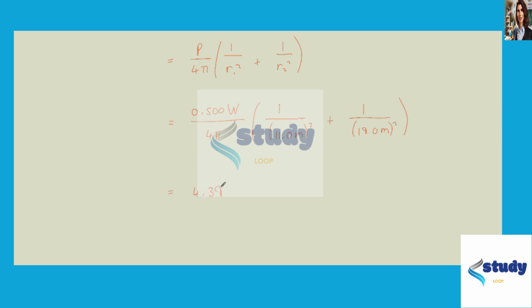And we know the sound power for each speaker is 0.5 watts. This is divided by 4 pi into 1 over, and we'll assume he walks closer to speaker 1, so his distance from speaker 1 is now 11 meters, and that's squared, plus 1 over the square of his distance to speaker 2, which is now 19 meters. So 1 over 19 meters squared. Calculating, we get the total intensity now, as received by the man, to be 4.39 times 10 to the minus 4 watts per square meter.